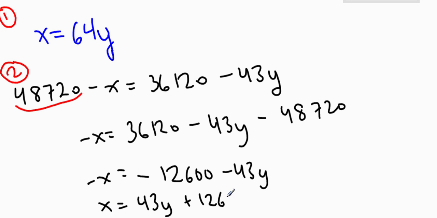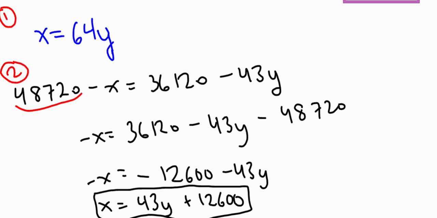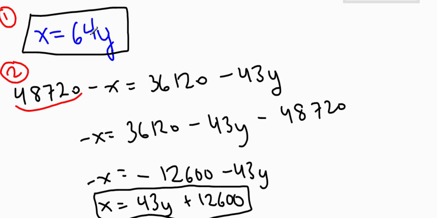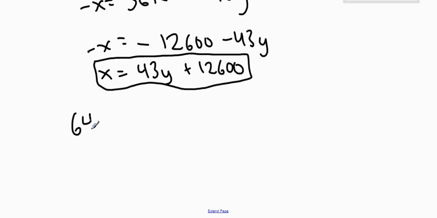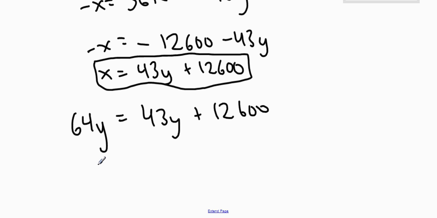There's a nicer looking version of equation 2. And again, up here I have equation 1, and they both are written explicitly for x. So you can solve by elimination or substitution. I guess I'll do substitution. So I know that 64y is 43y plus 12,600. So subtract 43y. 21y equals 12,600. So y equals, drum roll, 600.